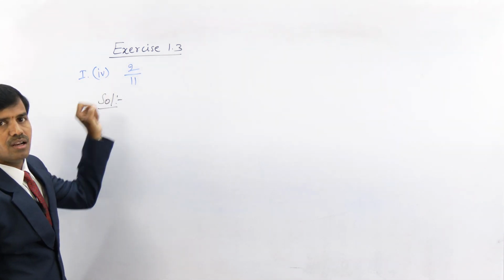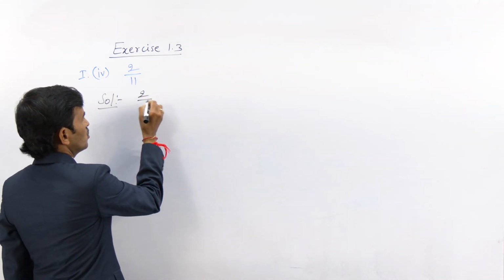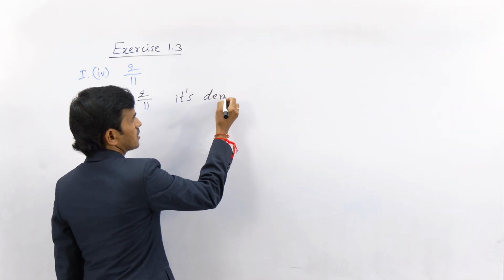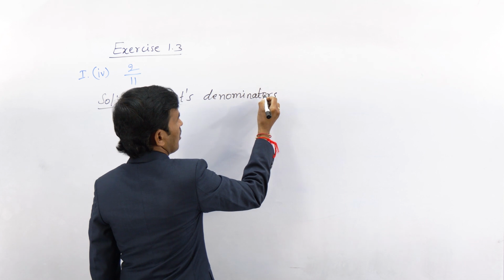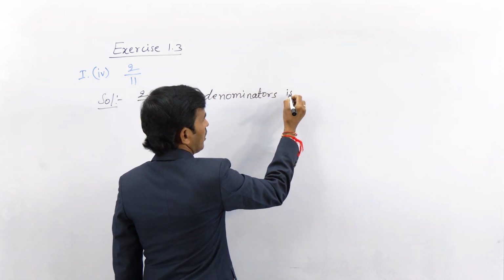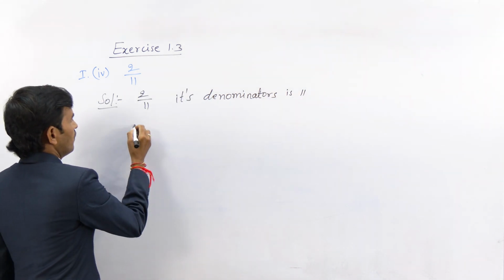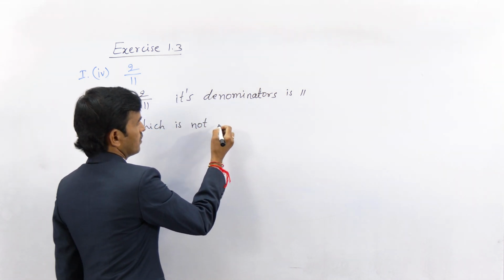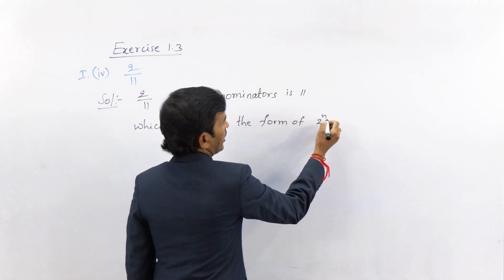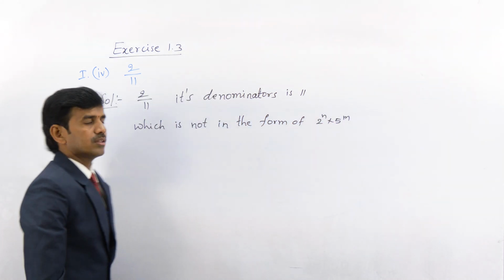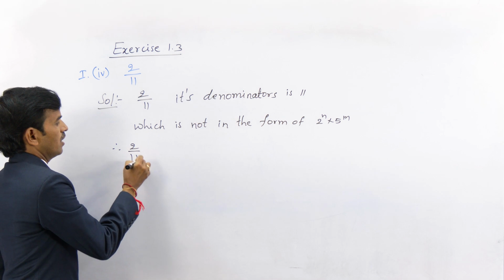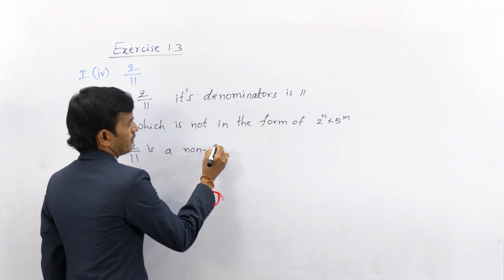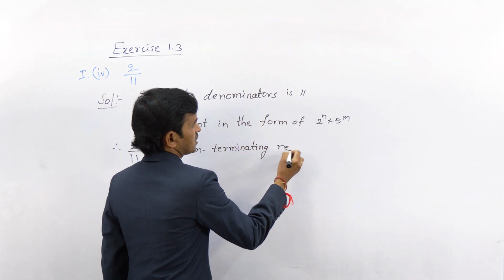Let us consider the given rational number, that is 2 by 11. Its denominator is 11, which is not in the form of 2 power n into 5 power m. Therefore 2 by 11 is a non-terminating repeating decimal.